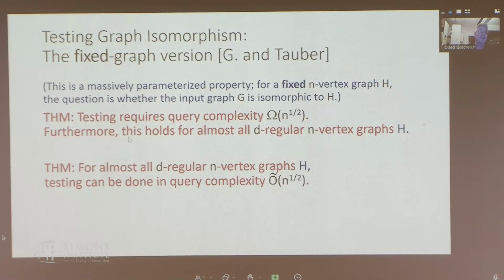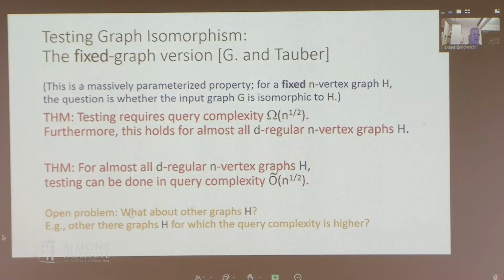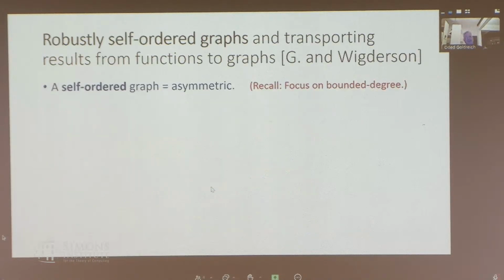And the theorem which I find interesting is that basically we know the answer for this problem for almost all d-regular n-vertex graphs. So the answer is n square root of n, basically both a lower bound and upper bound. And it is an open problem whether there are, of course, there are fixed graphs for which the complexity is much smaller, but the question is whether there are graphs which will not be random graphs. Random graphs will not do the job because of the second theorem, but are there graphs for which the complexity of testing isomorphism to them has a higher complexity than what is stated above. So this finishes the first topic.